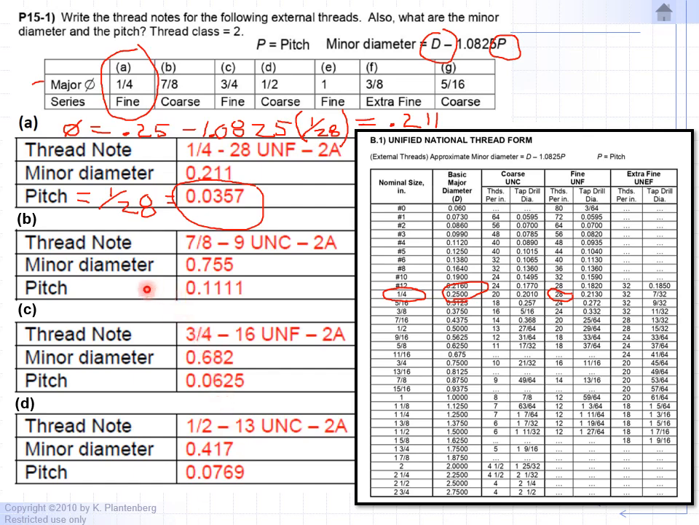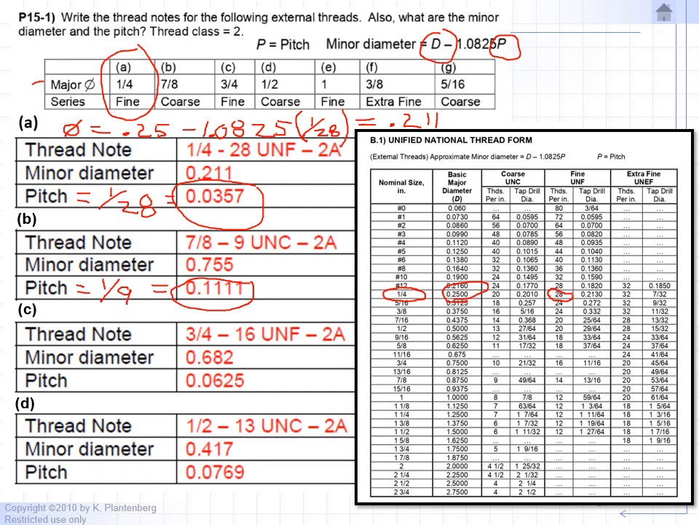All right, problem B, we have 7/8 major diameter. So we look down the chart, look for 7/8, and we're going to be using coarse thread, so we go to the third column for coarse thread. 7/8 has 9 threads per inch. To calculate the pitch, we take the inverse of 9. So the pitch equals 1 divided by 9, and that equals 0.111111, and it goes on forever. You can round off or use the number of decimal places you want, 2, 3, or 4 decimal places. I'll leave it up to you.